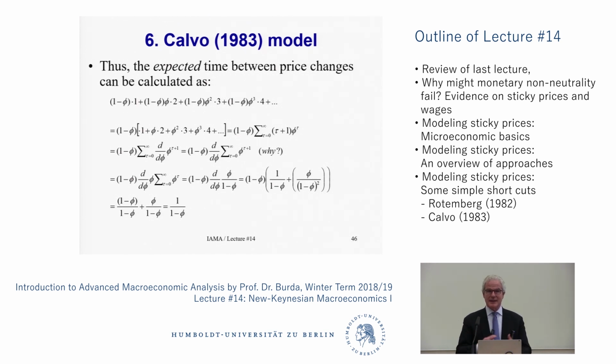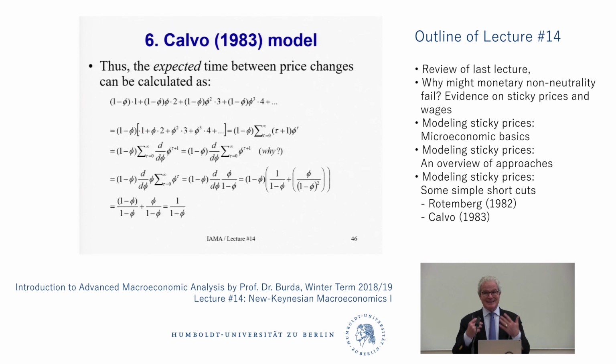So that's the lesson of the Calvo model. The expected time between price changes is 1 over 1 minus phi. So if phi is almost 0, then I basically wait 1 period on average. It'd be a very rare event for me to wait more than 1 period. But if phi is very high, then I may have to wait a long time. If phi is 0.75, then 1 over 1 minus 0.75 is 1 over 1/4, which equals 4. So the average time between price changes is 4 periods.